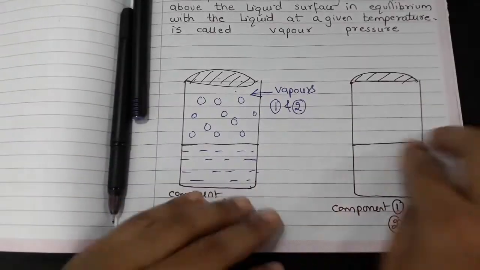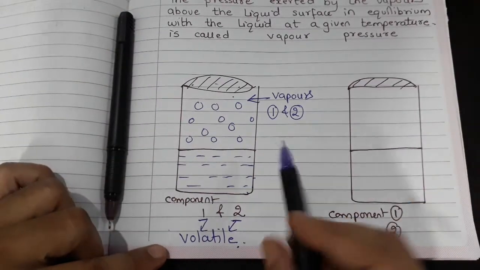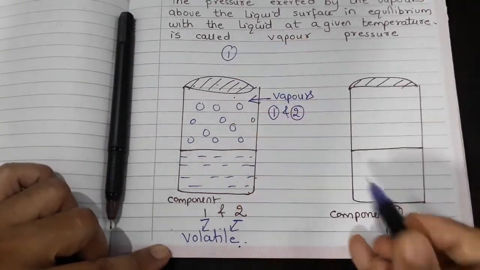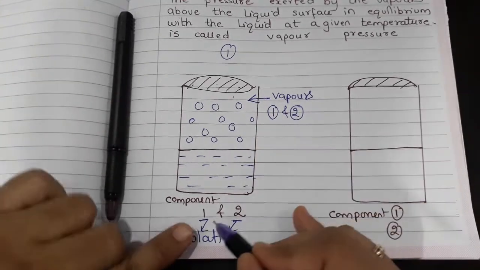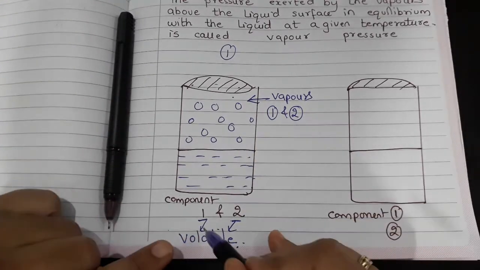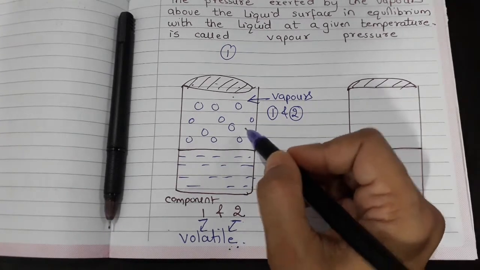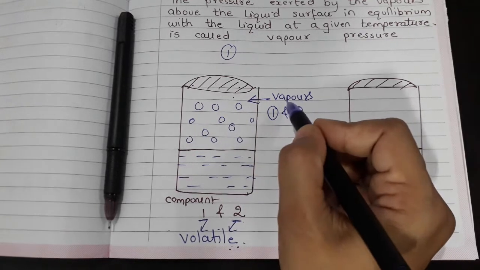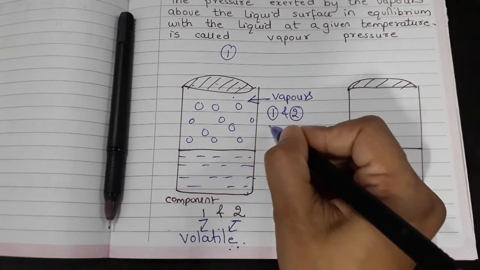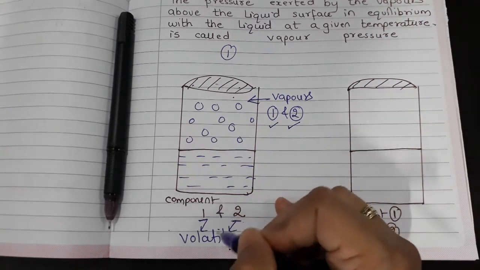Hello students. So vapor pressure we have studied and now we are having condition 1. Condition 1 is that we are having a container. Container is having two components. Both the components are volatile. Now in this case after some time you will find some vapors above the liquid. Now these vapors are containing component 1 as well as component 2 because both the components are volatile.